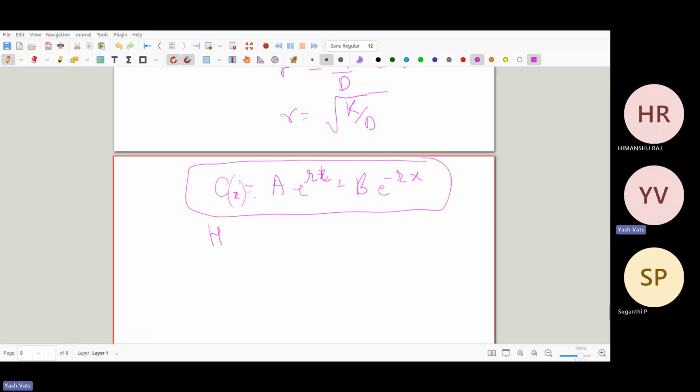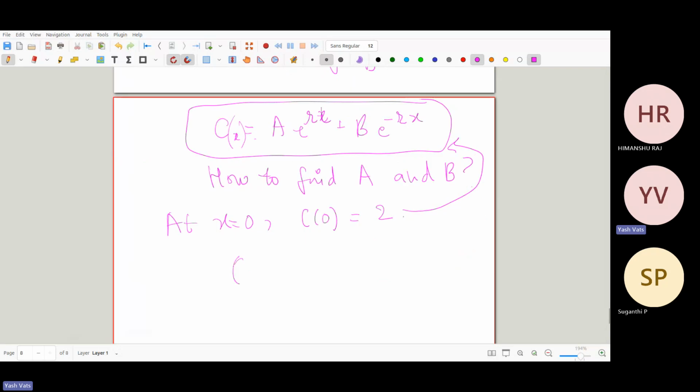And how to find these A and B? Any ideas? We are using the boundary conditions. At x equals 0, you have C0, which is 2. So you substitute in this equation: C0 is A plus B, which is 2. And at x equals L, we have C of L equal to 0.